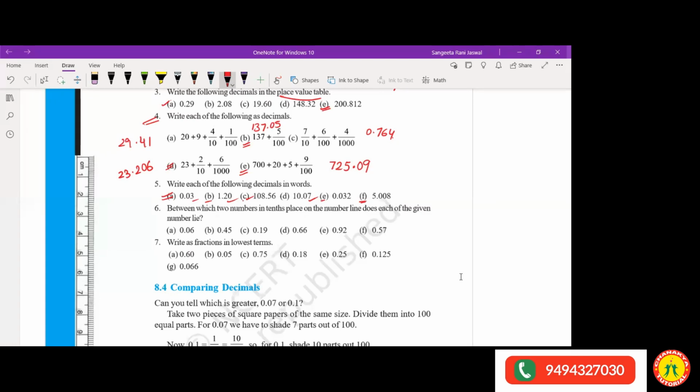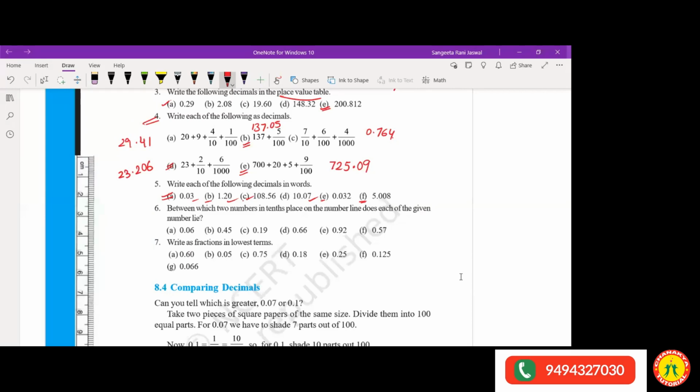Okay. Next is Adrit, you tell me the next one, F part. Yes, ma'am. Tell me this F part. Ma'am, 5 in ones place, 0 in tens place, 0 in hundredths place, and 8 in thousandths place. Yes. So you get 5 ones and 8 thousandths. Okay.